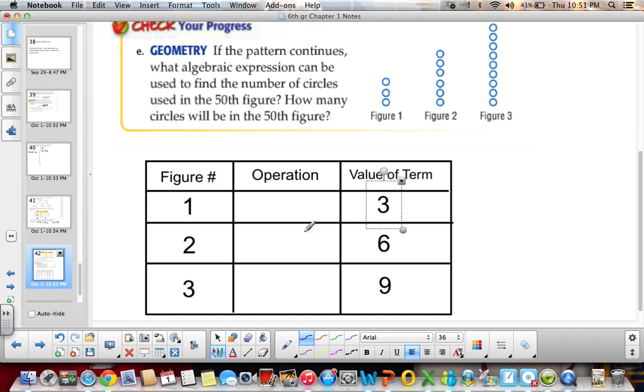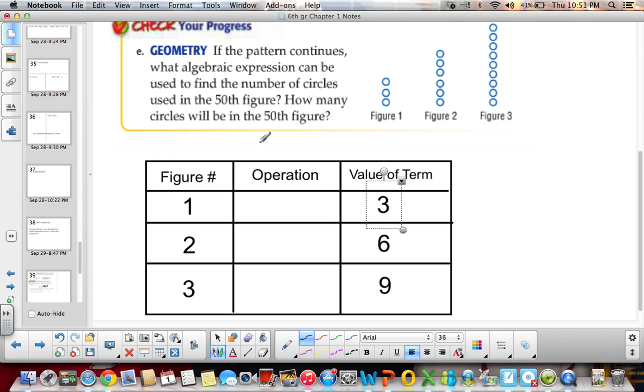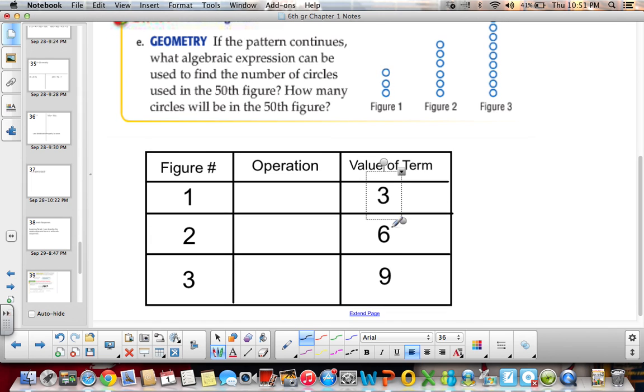Okay, if the pattern continues, what algebraic expression can be used to find the number of circles used in the 50th figure? How many circles will be in the 50th figure? So if we look at number 1, I've half filled it in a little bit. Figure 1 has 3 circles. Figure 2 has 6 circles. 1, 2, 3, 4, 5, 6. Figure 3 then, if we keep counting, has 9.